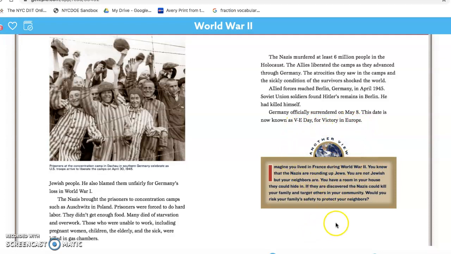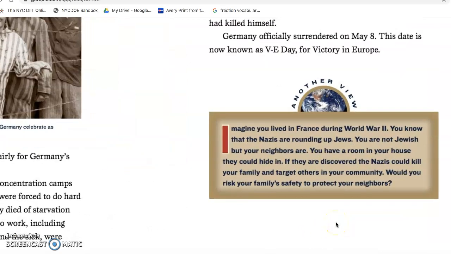And let's take a look at this over here, another view, and it reads, imagine you lived in France during World War II. You know that the Nazis are rounding up Jews. You are not Jewish, but your neighbors are. You have a room in your house they could hide in. If they are discovered, the Nazis could kill your family and target others in your community.